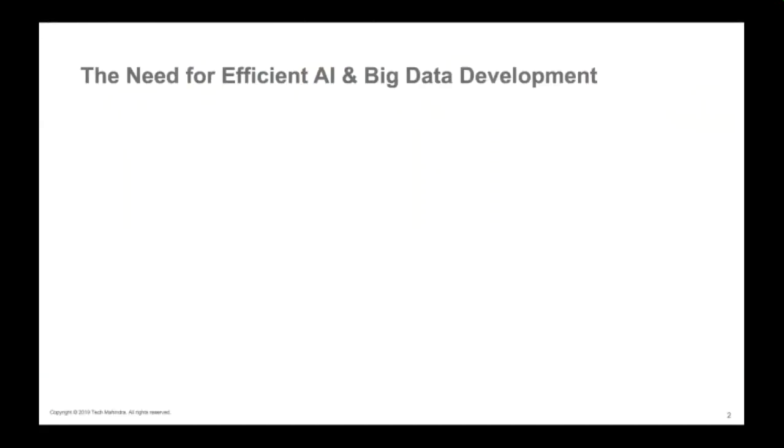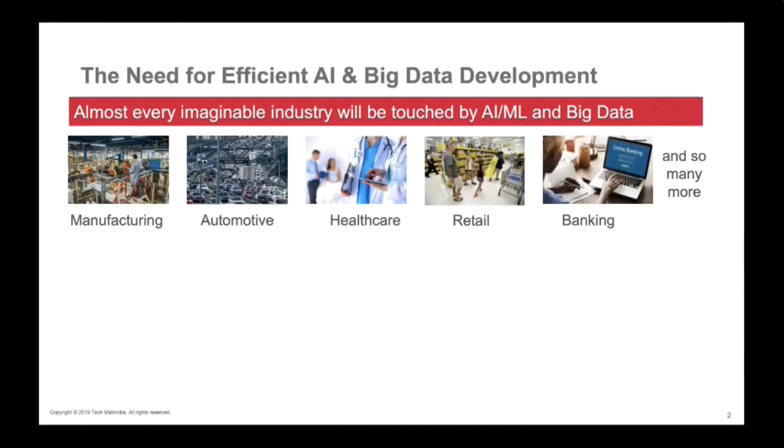First of all, AI and big data will touch pretty much every industry one can think of. Some may be earlier than others, but eventually it will touch all of them. Common ones that we all know of are manufacturing, automotive, healthcare, retail, banking. Or you could add financial services, oil and gas, supply chain management, and so on and so forth. But it touches pretty much every industry.